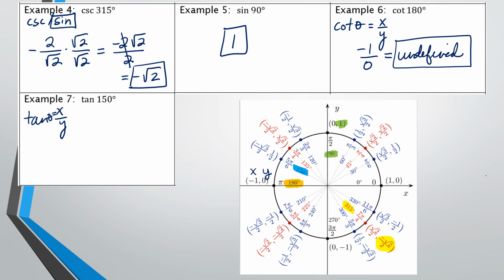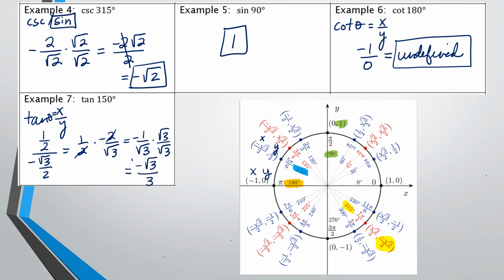And then I'm going to divide my y value by my x value. So I'm going to do 1/2 divided by negative square root 3/2. This is a complex fraction, so we'll take the numerator and multiply by the reciprocal of the denominator. These 2's are going to cancel each other out, and what I have left is -1 over the square root of 3. But I also have to rationalize so that I'm not leaving a radical in the denominator. So my final answer is going to be negative square root of 3/3.